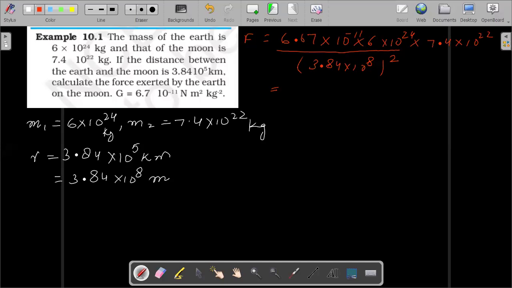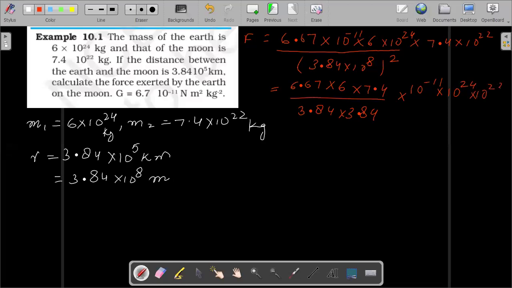I will do this question in front of you also without a calculator and with very little effort. So first of all, we collect only the numbers. Whatever are 10 to the powers, we keep them on the other side. So I collect here 6.67 multiply 6 multiply 7.4. These are the numbers. In the denominator, you have 3.84 multiply 3.84. About the 10 to the power, here you have 10 to the power minus 11 multiply 10 to the power 24 multiply 10 to the power 22, divided by the denominator, which would be 10 to the power 16, as when there is a power of power, the powers get multiplied.